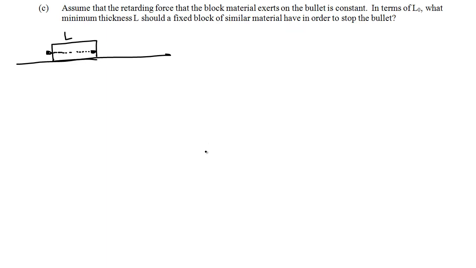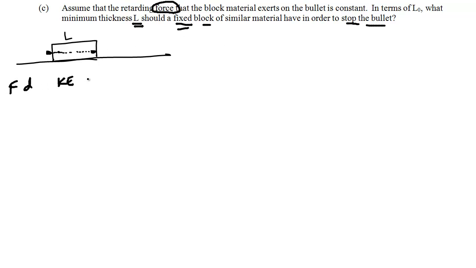Part C is kind of a different problem than we're used to seeing. In this problem, we want to calculate the minimum thickness L that a fixed block would have in order to stop a bullet. Here I have a diagram showing a bullet entering the block. It's going to go a distance L before it comes to a stop. The whole block is motionless, so the bullet's coming in and slowing down. We're given that the force is constant, and we can use information from the prior problem. We are given force and distance, and we have kinetic energy.